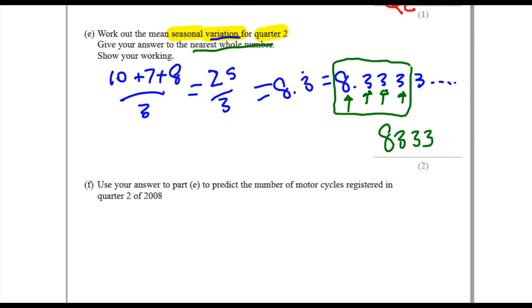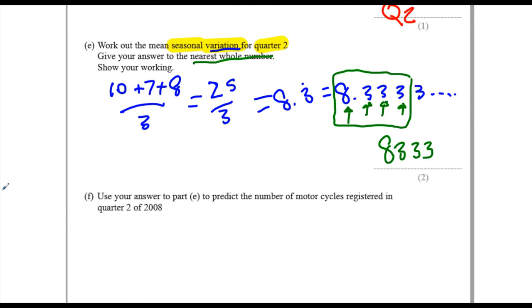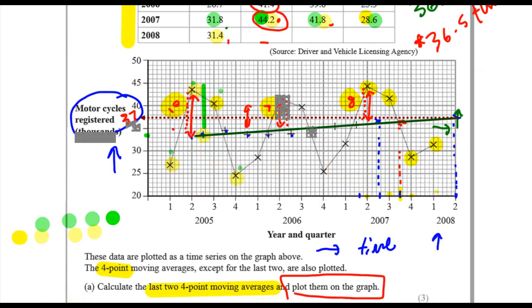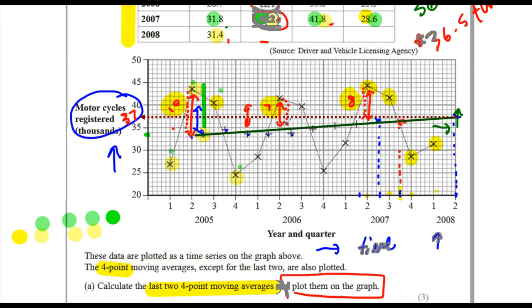Part F. Use your answer to Part E to predict the number of motorcycles registered in quarter 2 of 2008. Okay, so our seasonal variation is 8.33 or 8,333, and that is how much on average, if we look at our graph, how high above the graph Q2 is going to be, 8.3. So this is going to be 8.333 above.